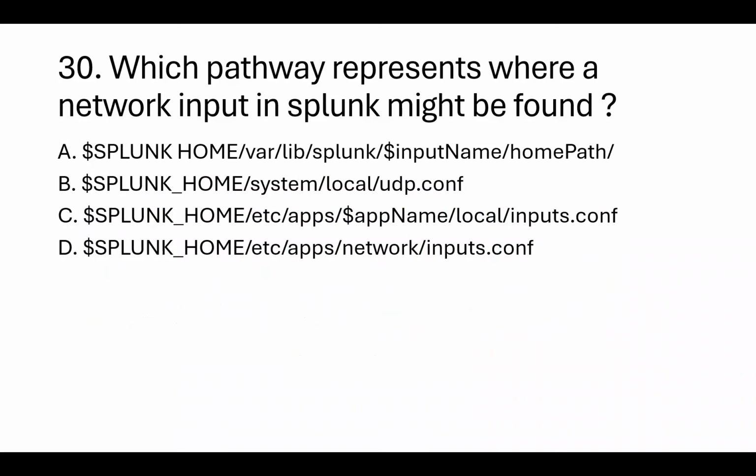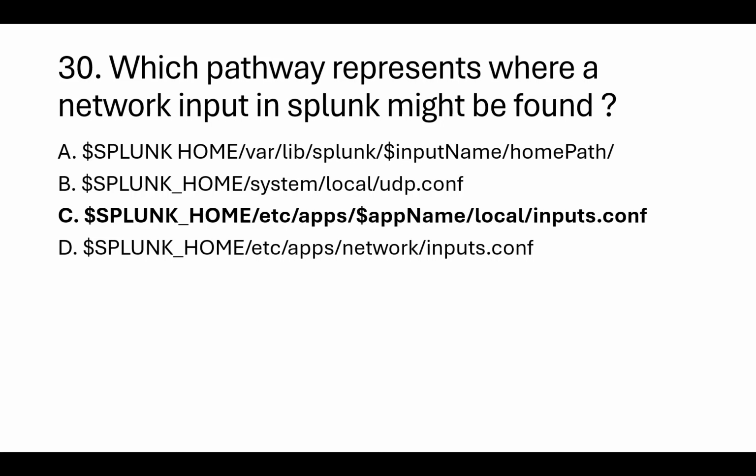Question number 30, which pathway represents where a network input in Splunk might be found? Option A, SPLUNK_HOME/bash/leave/splunk/inputname/homepath. Option B, SPLUNK_HOME/system/local/udp.conf. Option C, SPLUNK_HOME/etc/appname/local/inputs.conf. Option D, SPLUNK_HOME/etc/apps/network/inputs.conf. And the answer is option C, SPLUNK_HOME/etc/apps/appname/local/inputs.conf.